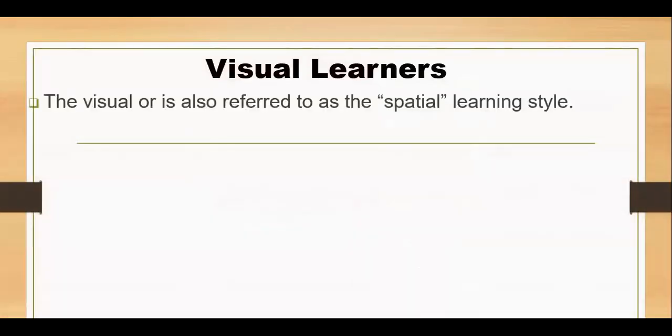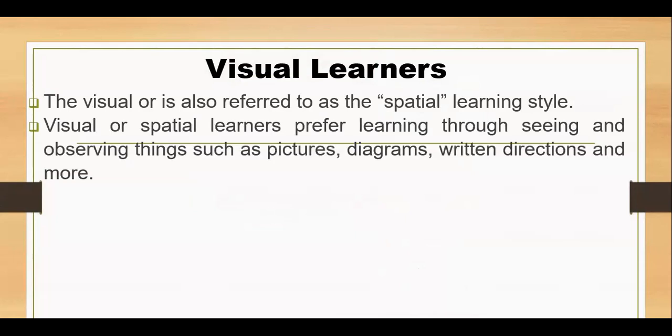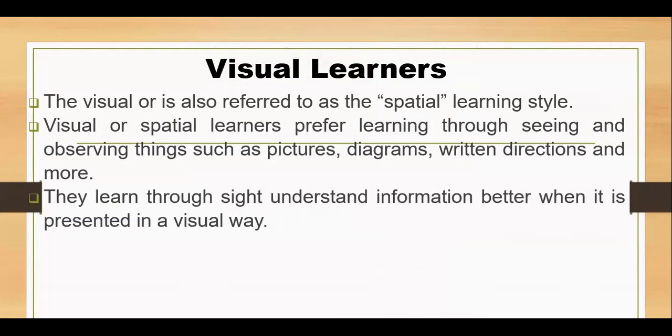Visual learner. The visual is also referred to as the spatial learner. Visual or spatial learners prefer learning through seeing and observing things such as pictures, diagrams, written directions, and more. They learn through sight, understanding information better when it is presented in a visual way.